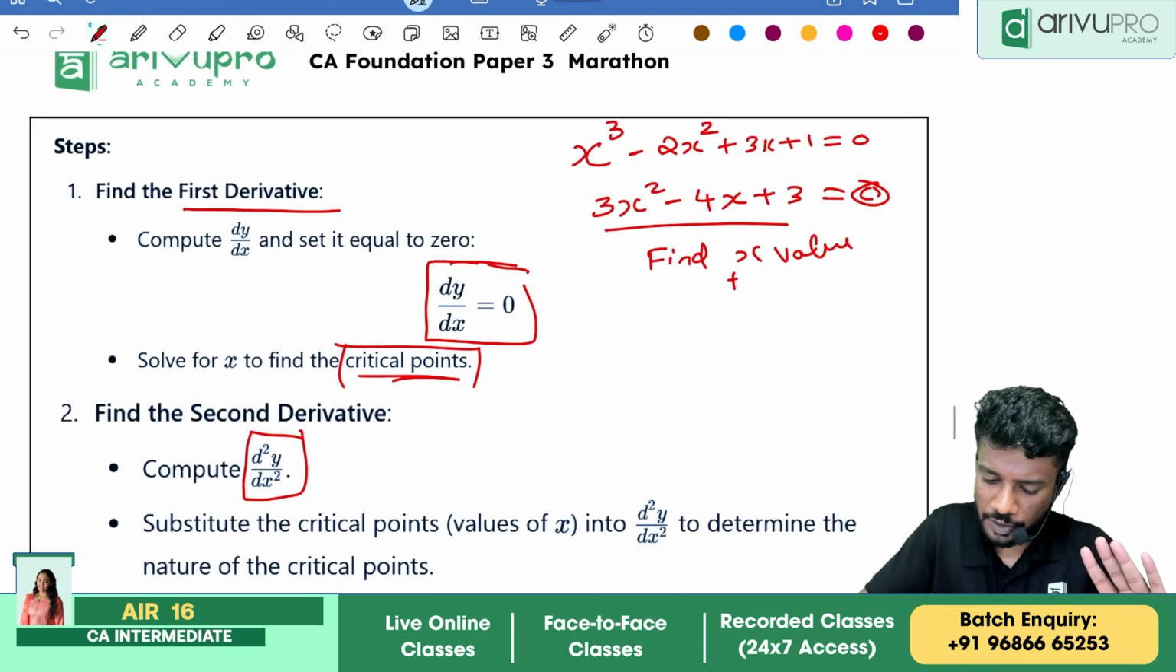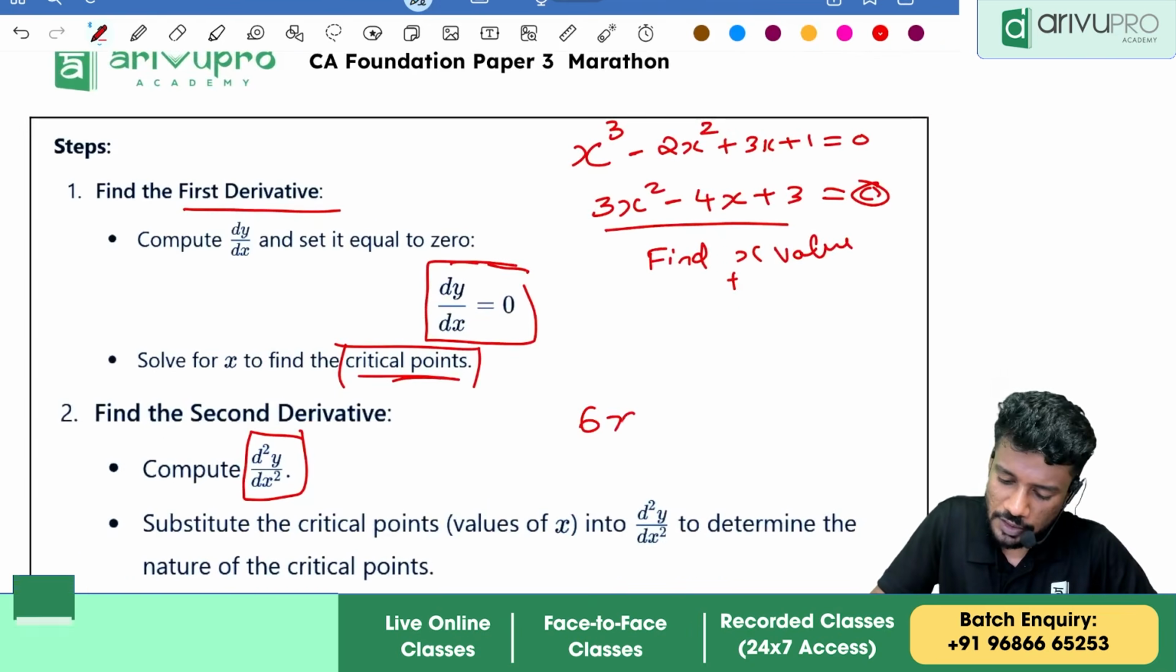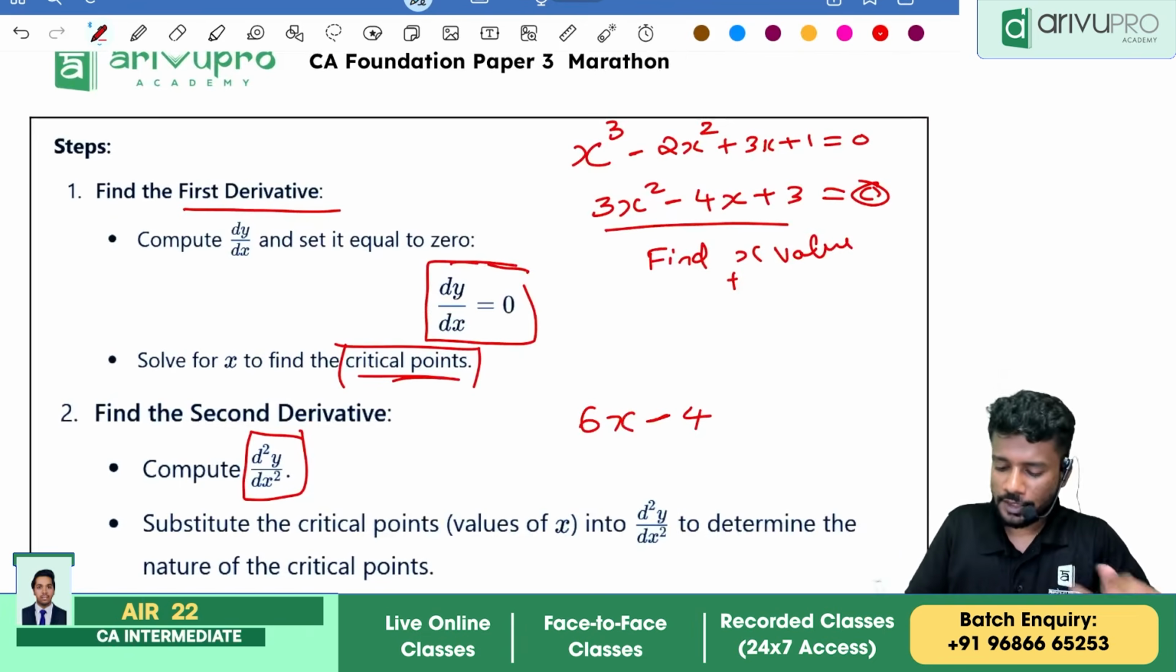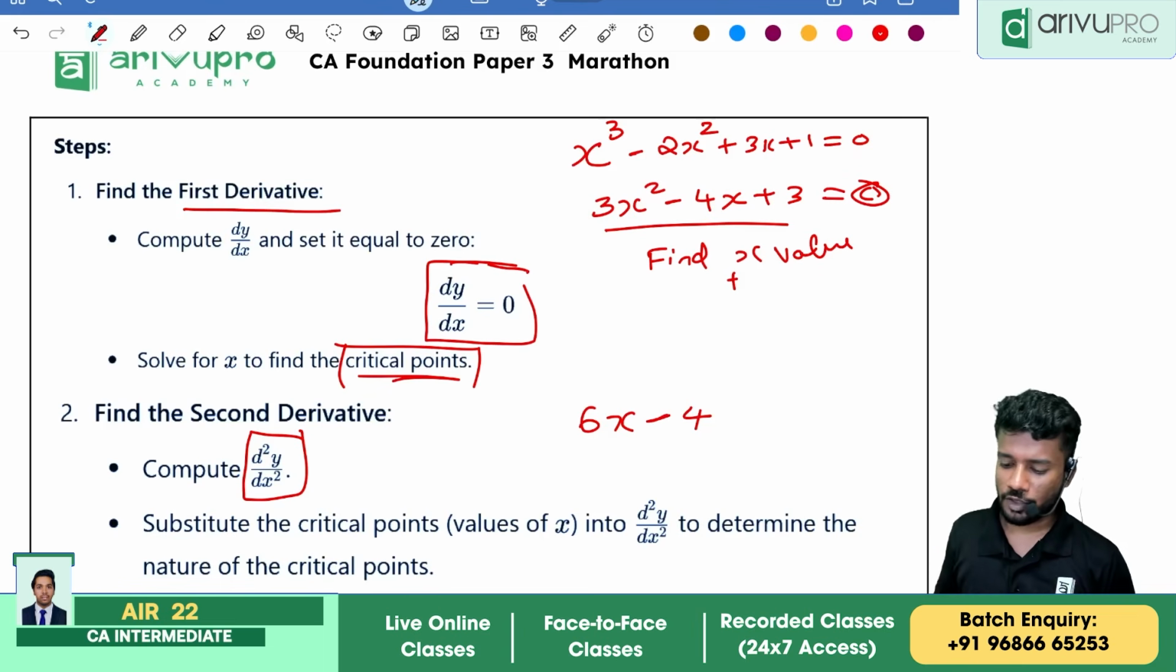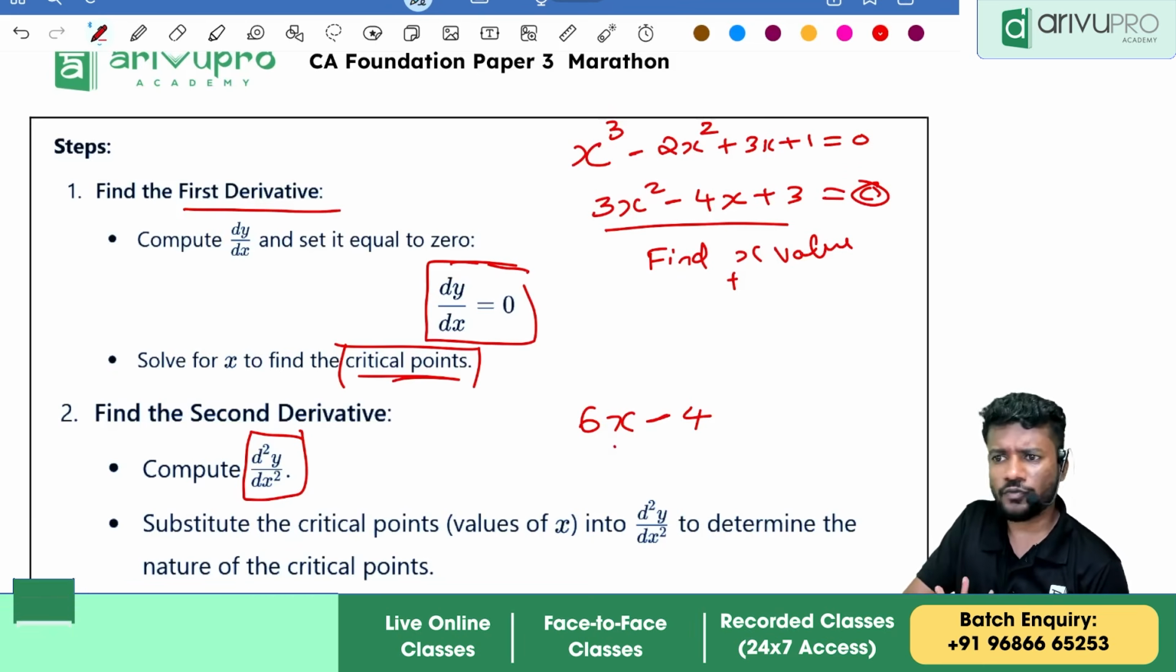So again, second derivative means what? The derivative of 3x square will be how much? 6x minus 4. Then whatever x values we have, we will substitute over here. After you substitute the x values, you will get some values, right?